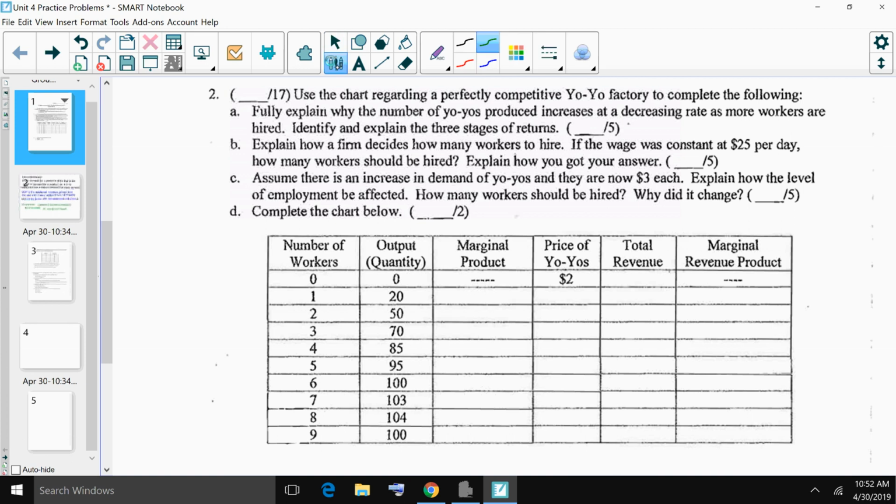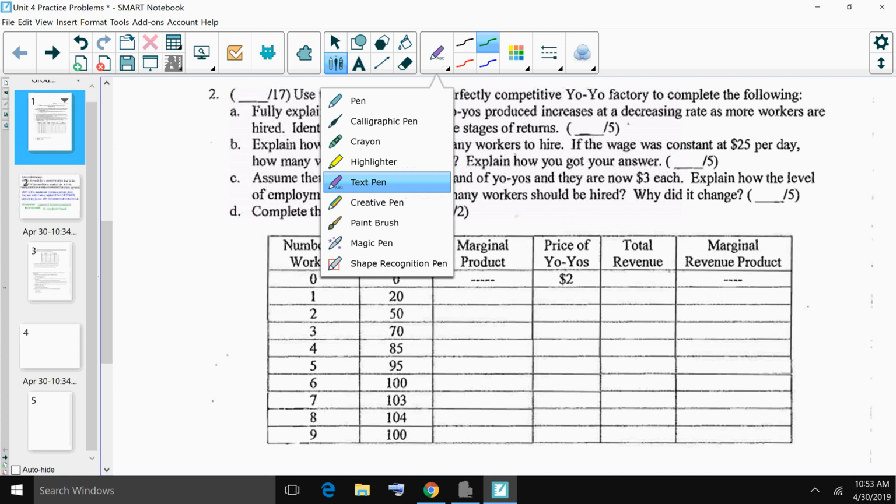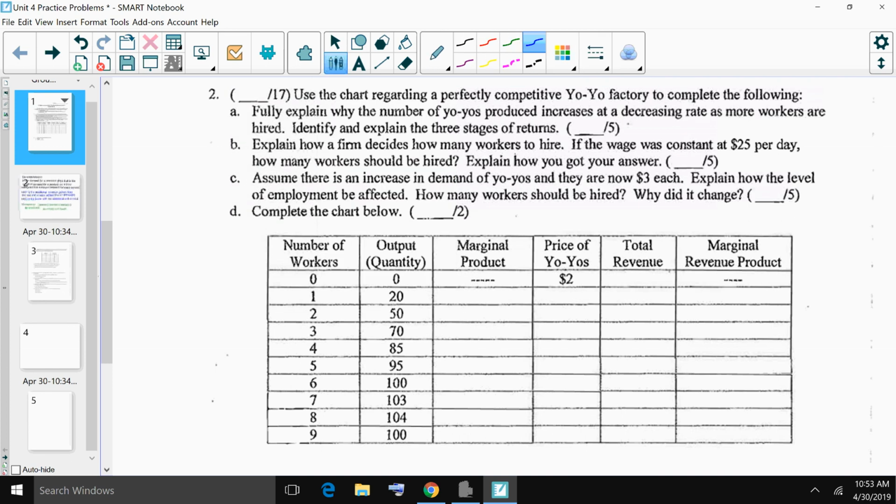Second, explain how the firm decides how many workers to hire, and if the wage rate is $25, how many would that be? Third, assume there's an increase in demand for yo-yos and the price goes up to $3. How would the level of employment be affected? And D, complete the chart below. The first thing I'm going to do on this question is actually part D. I'm going to complete this chart because it's going to make it a lot easier to answer parts A, B, and C. So here we go.